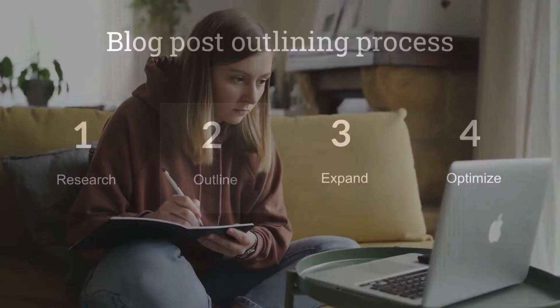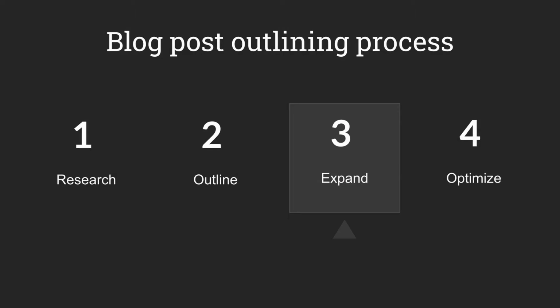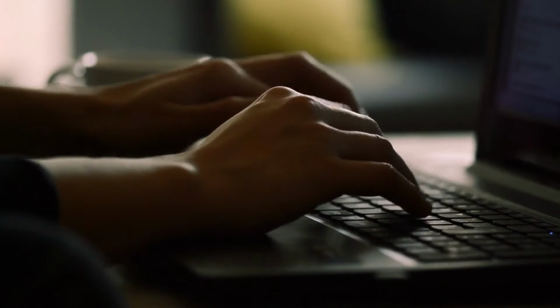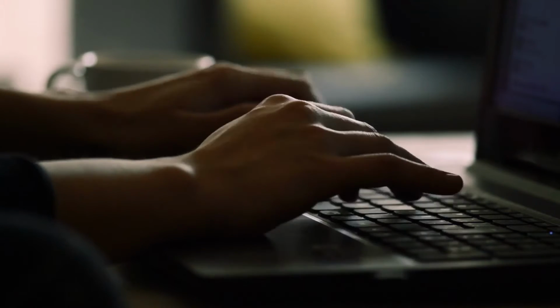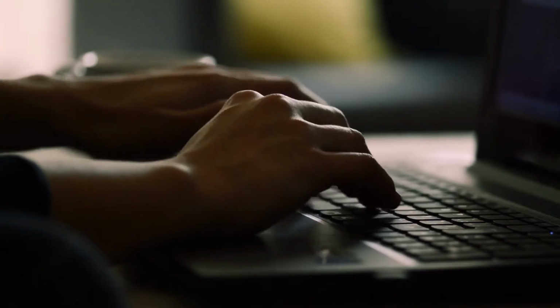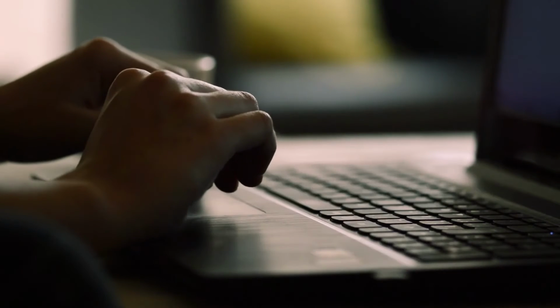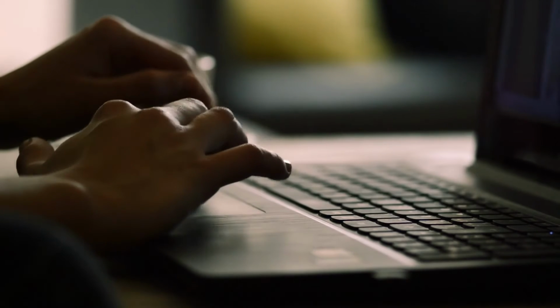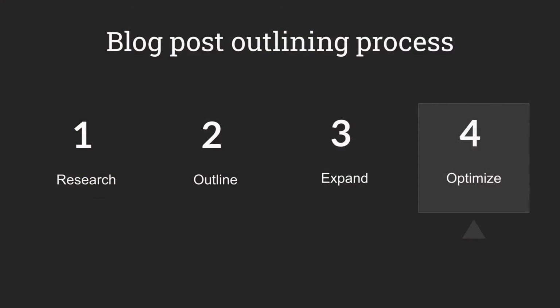In the third stage, you will be adding in more details, information, and also the arguments that you need to include in your blog post. The outline is like a skeletal structure. In the expansion phase, you will be adding all the muscles, bones, and all those things. And in the optimize section, you will be optimizing your outline. You need to make sure that your outline is highly readable, logically structured, and much more.